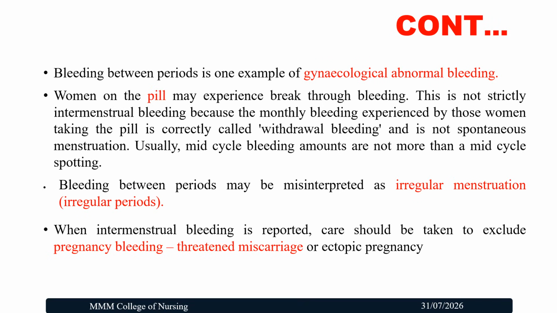Usually mid-cycle bleeding amounts are not more than mid-cycle spotting. So bleeding between periods may be misinterpreted as irregular menstruation or irregular periods. When intermenstrual bleeding is reported, care should be taken to exclude pregnancy bleeding, threatened miscarriage or any ectopic pregnancy.